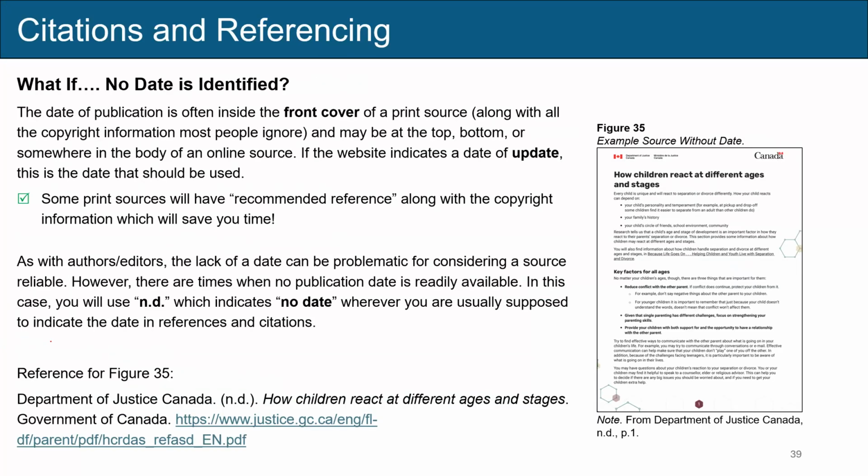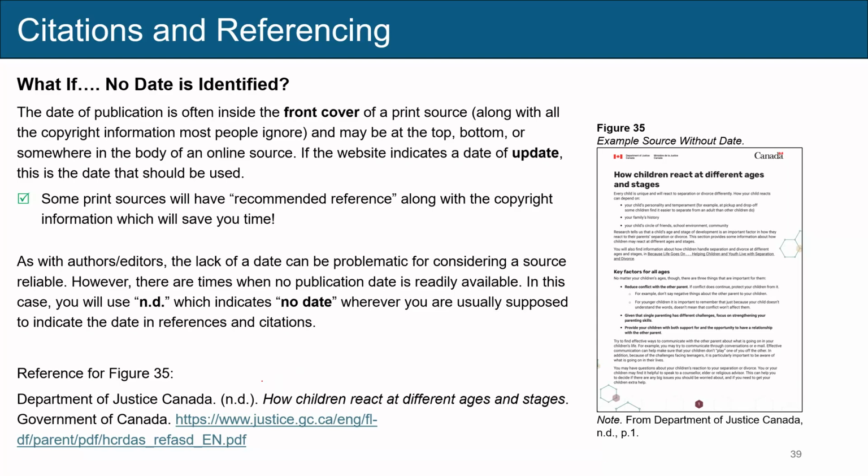What about if there's no date? Again, this is usually a red flag. Sometimes people have difficulties finding the date. If it's a print source, it's usually within that front cover information. Within an online source, it could be at the top of the site, it could be at the bottom of the site. And sometimes too, a website might have two dates. One might be when it was originally published, and one might be when it was updated. In those cases, you should always use the date of update because that was the last time it would have been reviewed.